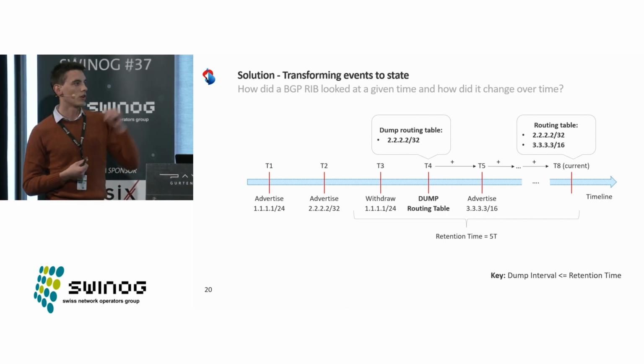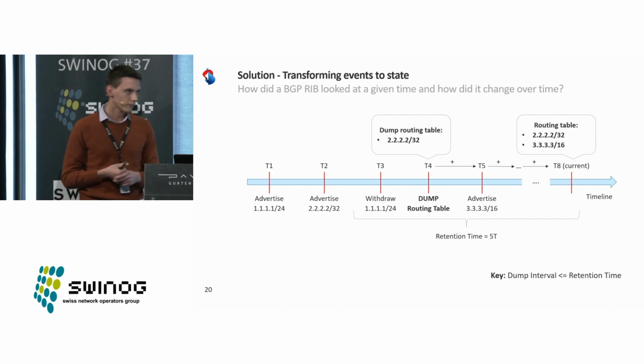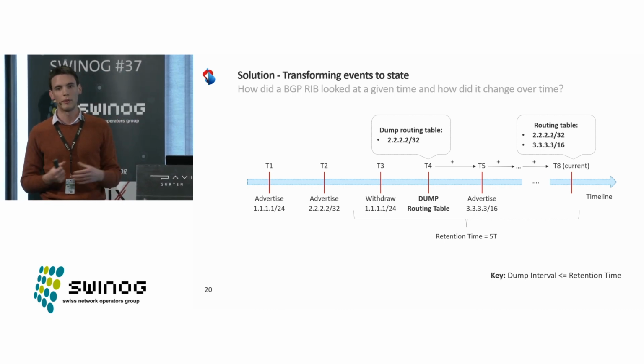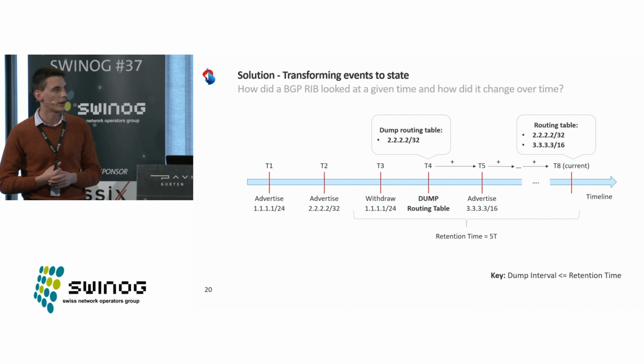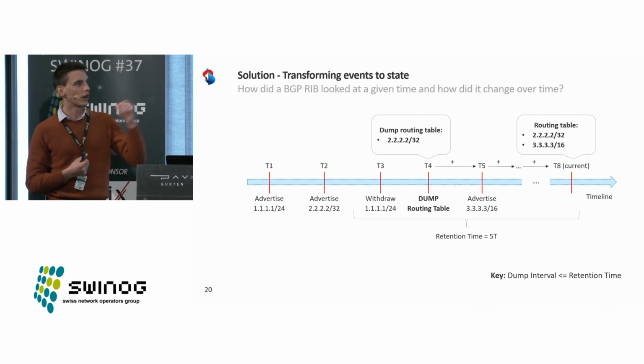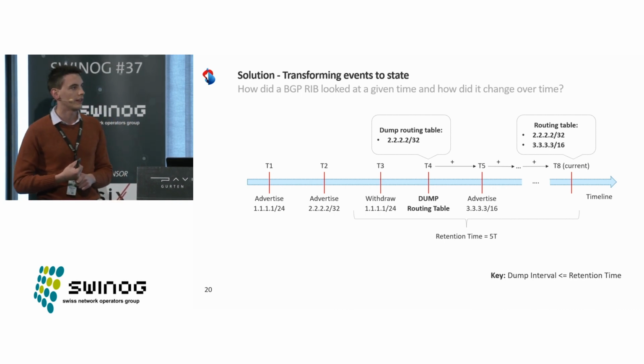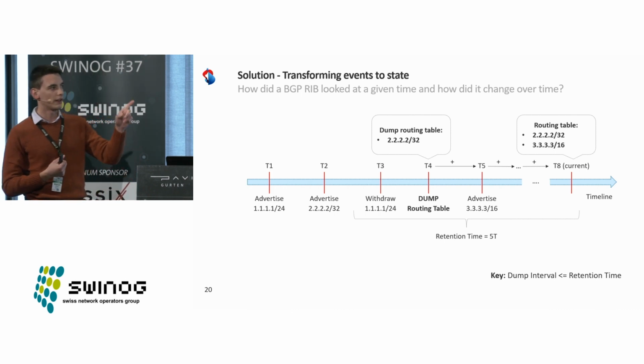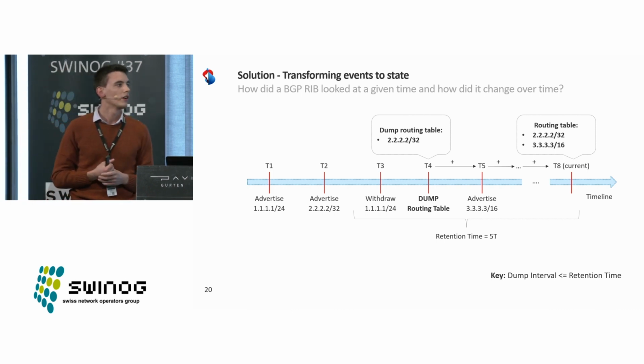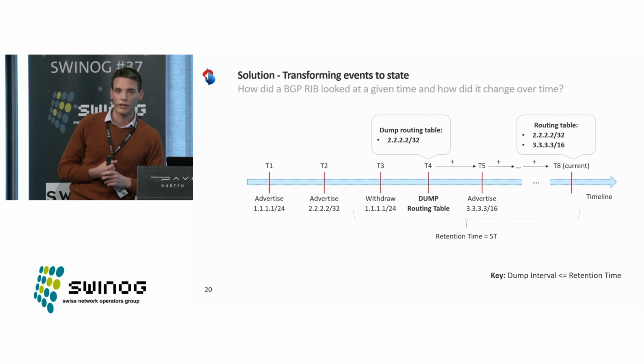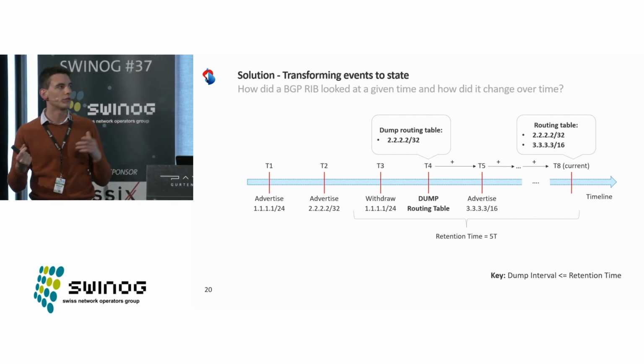So now we dump at T4, and at T4 we have a snapshot of our network. Now when we want to calculate the new routing table state at T8, it's just a matter of finding the closest dump, T4, and then we add all the events between T4 and T8.